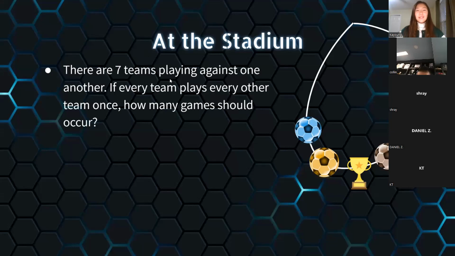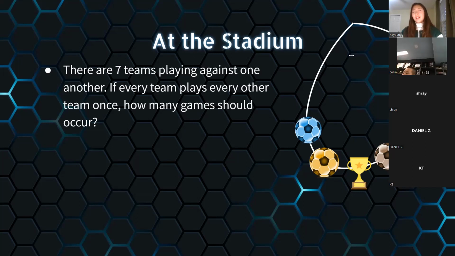So there are 7 teams playing against one another. And if every team plays every other team once, like a round robin, is that what it's called? How many games should occur? So this is not like the table, but it's kind of like the handshake problem if you think about it, since you're trying to get to every other person. So what do we think the answer is? I'm gonna wait for one more person to answer.